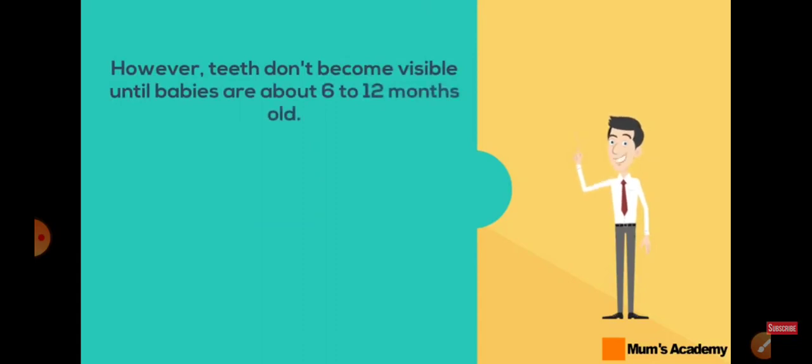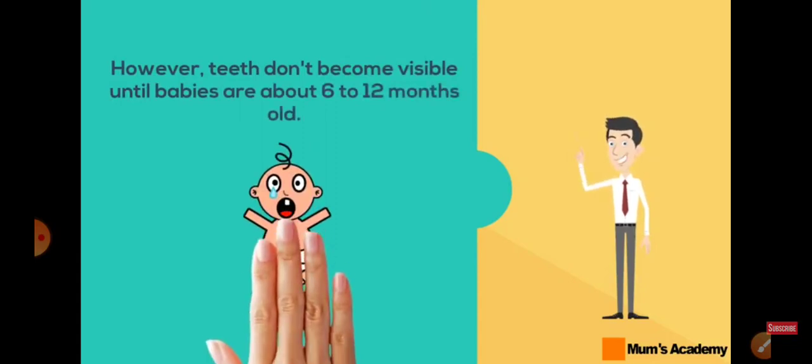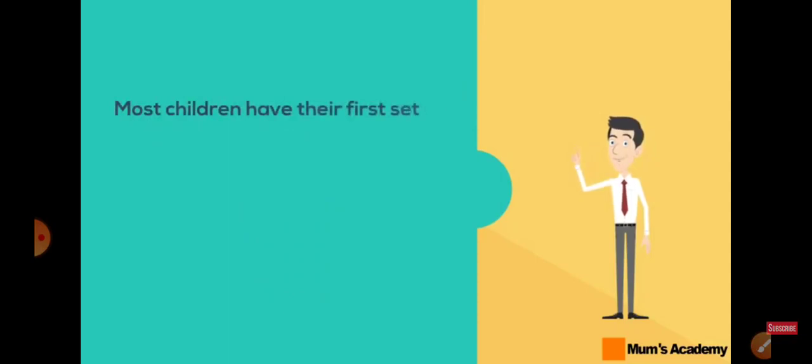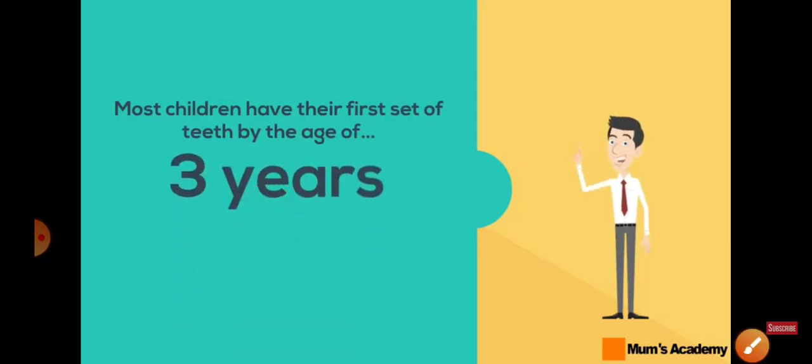However, teeth don't become visible until babies are about 6 to 12 months old. Most children have their first set of teeth by the age of 3 years.